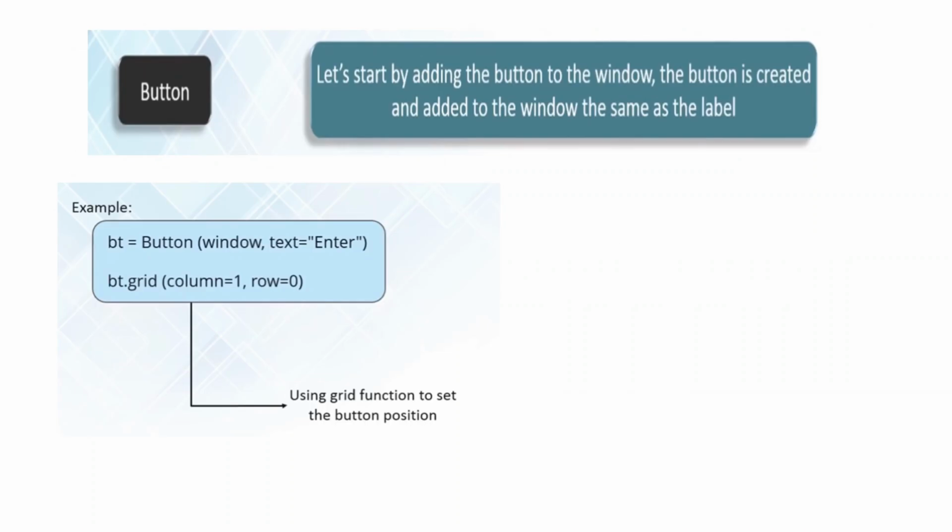See, this is an example I have given here. Let's start adding the button to the window; the button is created and added to the window the same as the label. So this is the function which will add the button to your window. Whatever text you want to give on this button goes in the text, so here we have given Enter, and it will appear on the button. If you want a different name for the button, you have to give it inside the text. And for positioning, using the grid function we can set the button position.